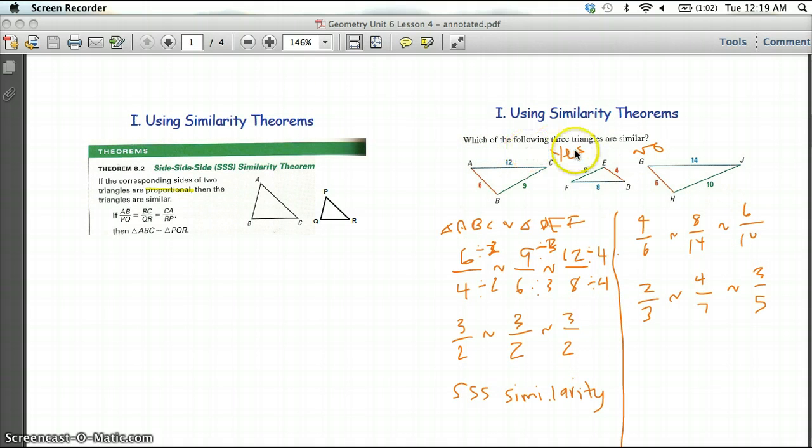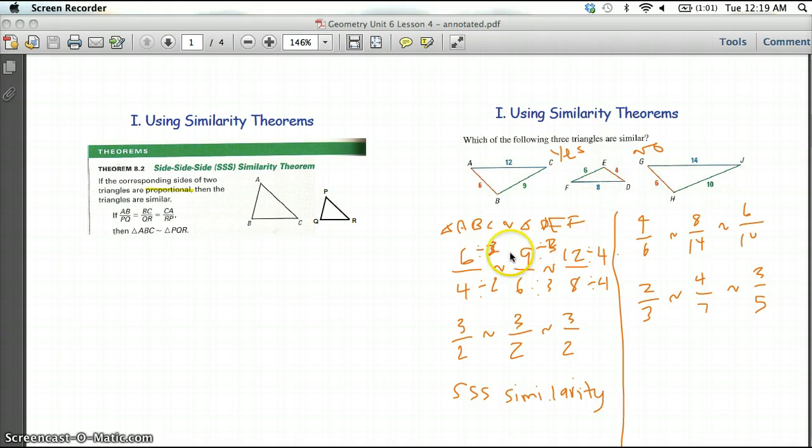So let's look at example 1 over here. It says, which of the following triangles are similar? If we look here at the first triangle, we've got A, B, C, and they're color-coded for you, compared to D, E, F. So we're going to first take AB over ED. I went ahead and put 6 over 4. So 6 over 4 compared to 9 over 6, compared to 12 over 8.